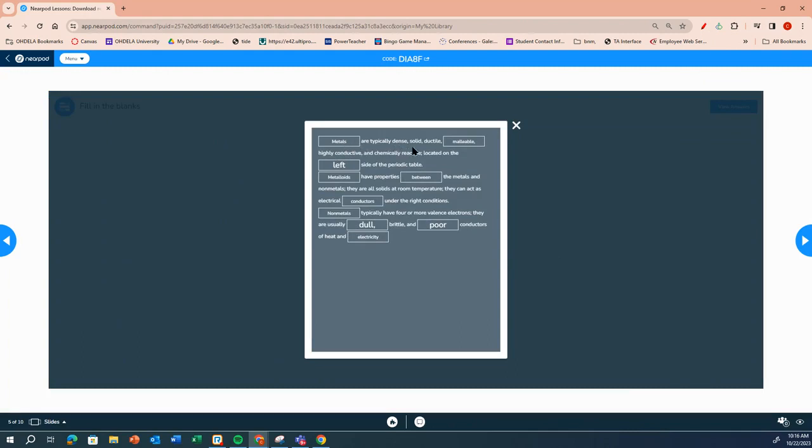Metals are typically dense, solid, ductile, malleable, and highly conductive and chemically reactive, located on the left side of the periodic table. Metalloids have properties between the metals and nonmetals and are all solids at room temperature and can act as electrical conductors under the right conditions. Nonmetals typically have 4 or more valence electrons. They are usually dull and brittle and poor conductors of heat and electricity. So this is a fill-in-the-blank assignment that you can do.